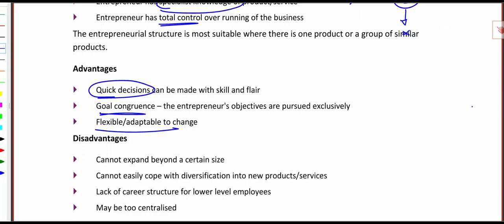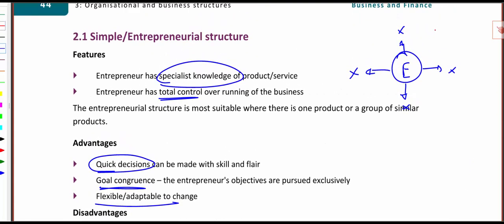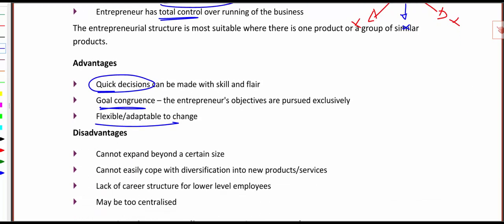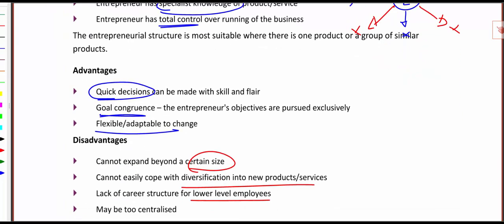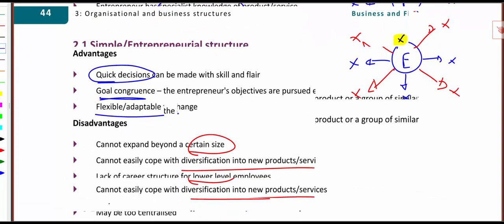Well, disadvantages, if you imagine our diagram here, the more people I add on here, the more difficult it becomes for that entrepreneur to manage the business. So there is really a limit in terms of size. Can't easily cope with diversification into new products or services, and that may well be because the entrepreneur doesn't have those specialist skills required. Lack of career structure for lower level employees. So for example, back on our diagram, if you imagine being this person, well, there's not really any career progression for you. You're either going to be where you are, or you're going to be the entrepreneur, which obviously isn't going to happen.